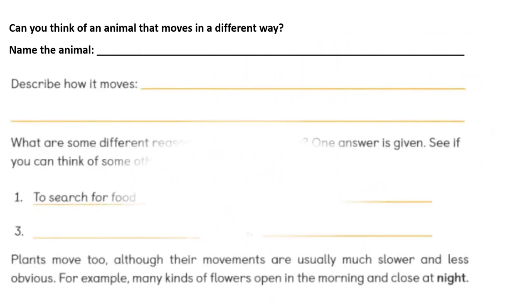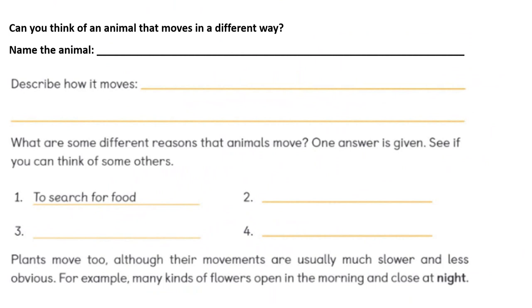So now see the video. Can you think of one animal that moves in a different way? Name any animal from the video and describe how it moves. Can you write? What are different reasons that animals move? One answer is given: to search for food. One more reason we have seen in the example: to escape from dangers. I already told you, to find shelter, to change their places.